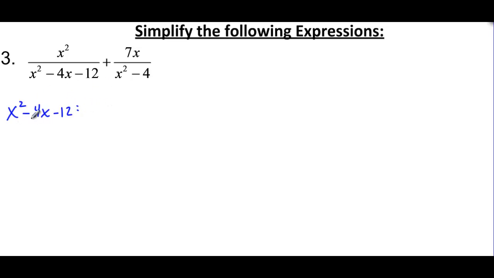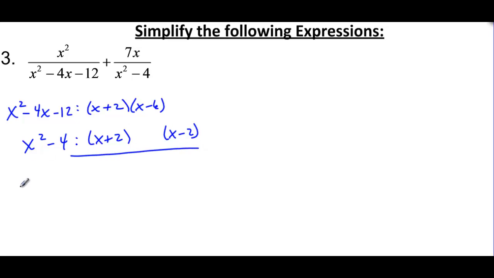If I take that trinomial and factor it, I'm going to get an x plus 2 and an x minus 6. 2 times negative 6 is negative 12, and when I add, I get negative 4. And if I break down x squared minus 4, it's an x plus 2 and an x minus 2. So what would my least common denominator be, my LCD? Well, they both need an x plus 2, so we just write it down once. I need an x minus 6, and I need an x minus 2. So that's my least common denominator.